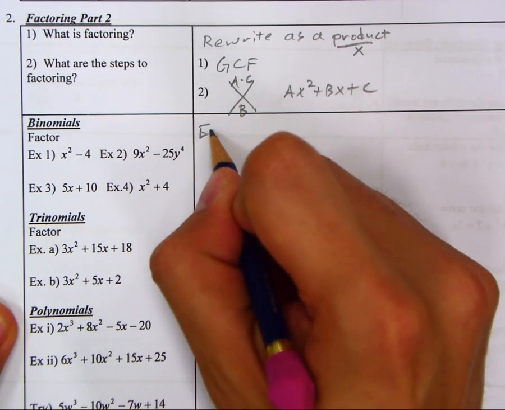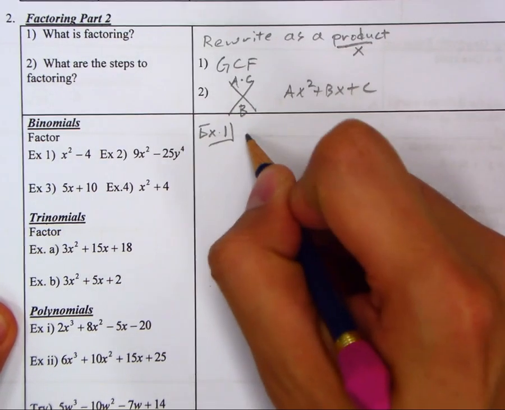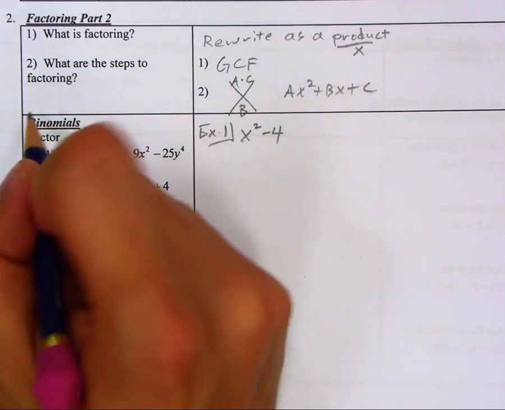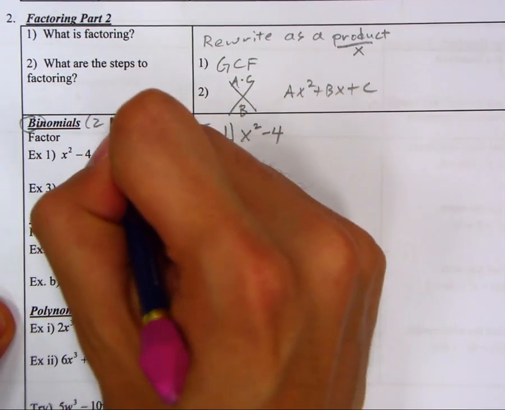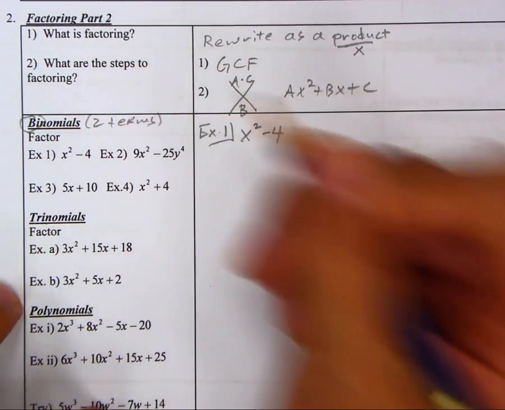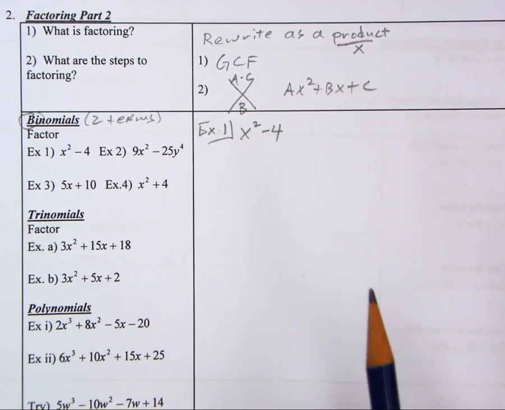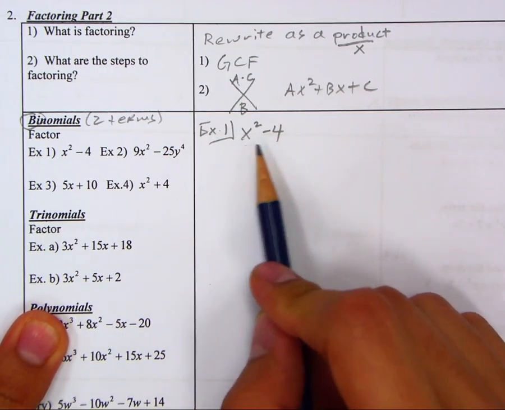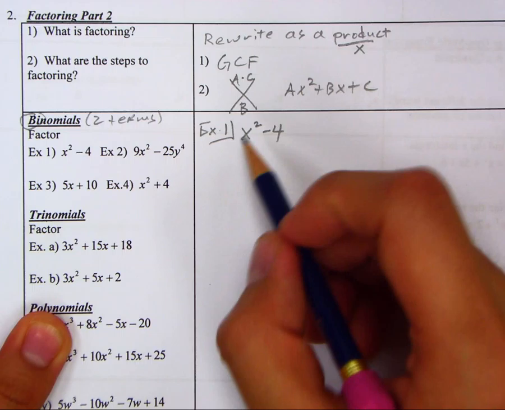Example 1. X squared minus 4. These are binomials. Binomial just means two terms. I'm just going to ask myself two questions for binomials. Is there a GCF? And is it a difference of squares? First of all, there's no GCF besides 1 here, so I skip that part.